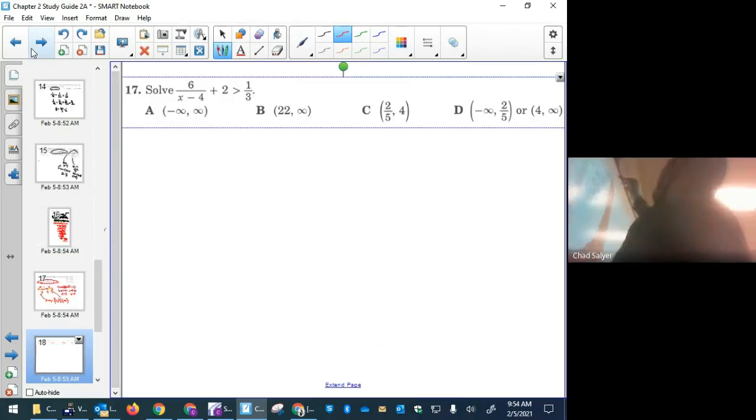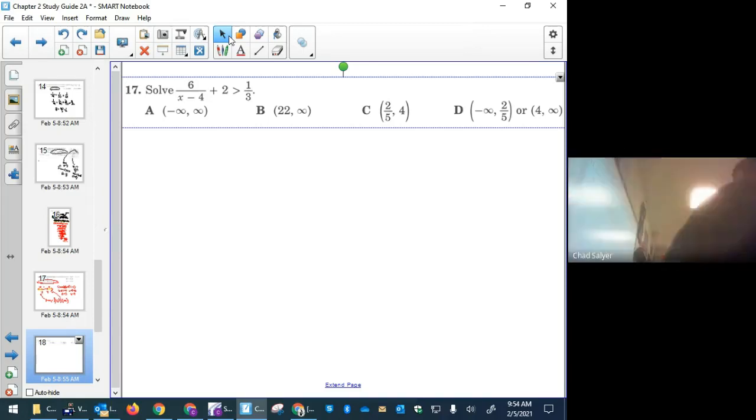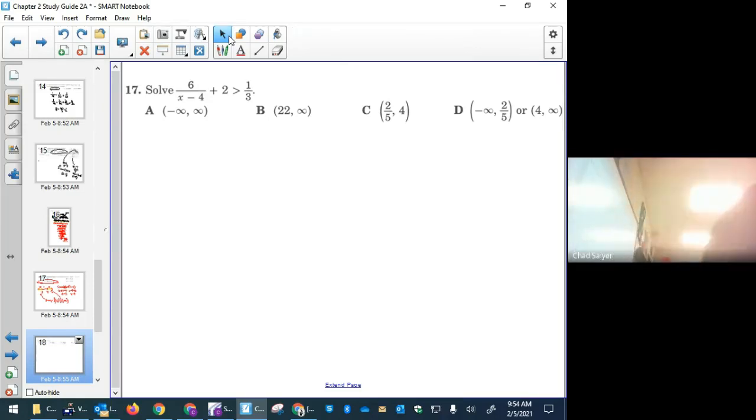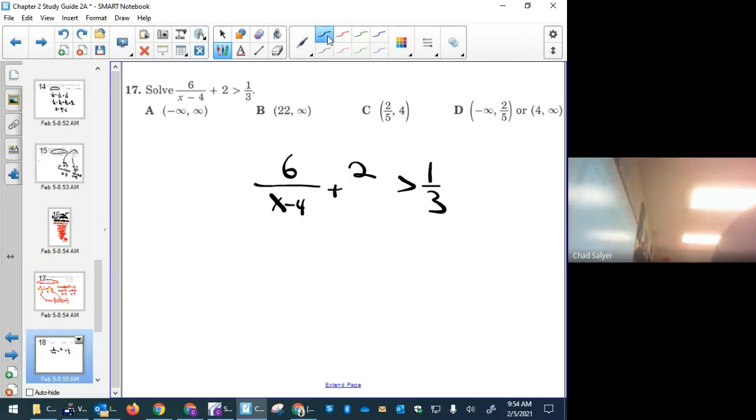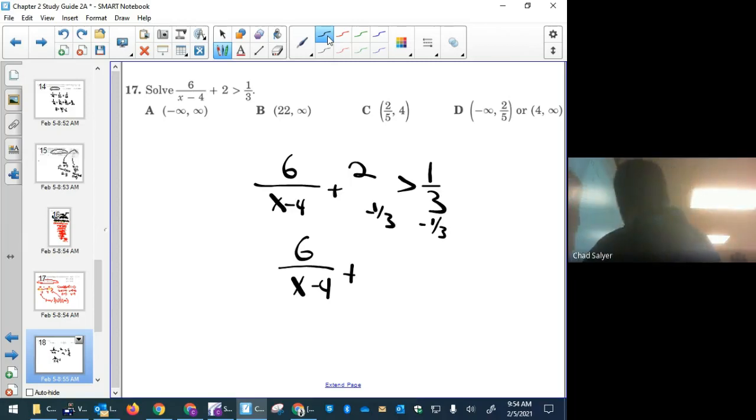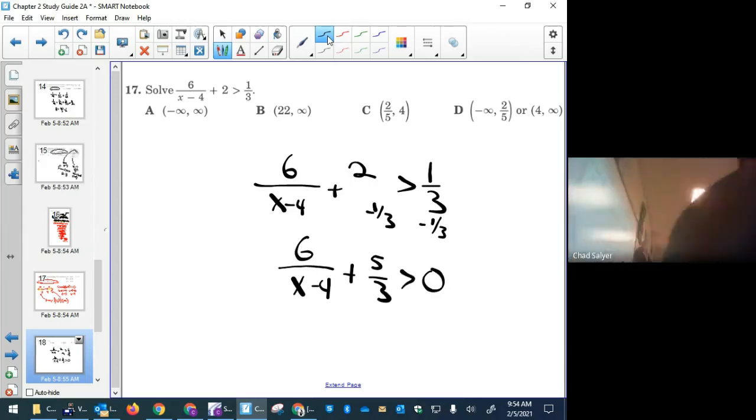17. The end is 9. So we want to solve a rational equation here. So a couple things. First of all, I want to get this related to 0, so we'll do that first. And if I subtract 1/3, so 2 minus 1/3, well, that's 6/3 minus 1/3 is 5/3.